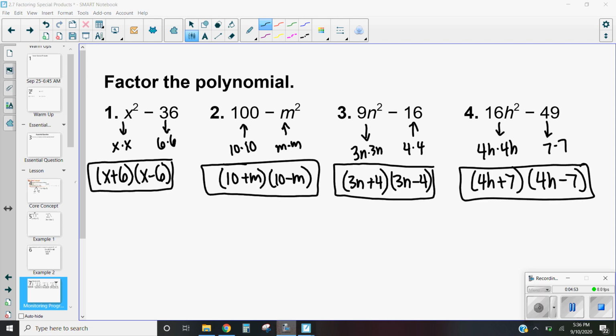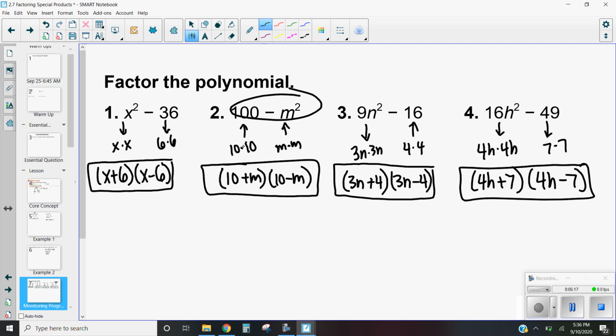Okay, hopefully you had the chance to work through these problems. Going over these quickly, x squared minus 36. Well, that x squared is x times x. 36 is the square of 6, so we get (x plus 6)(x minus 6). 100 is the square of 10, m squared is the square of m. Now notice how this is (10 plus m)(10 minus m), not m plus 10 and m minus 10. The order here does matter.